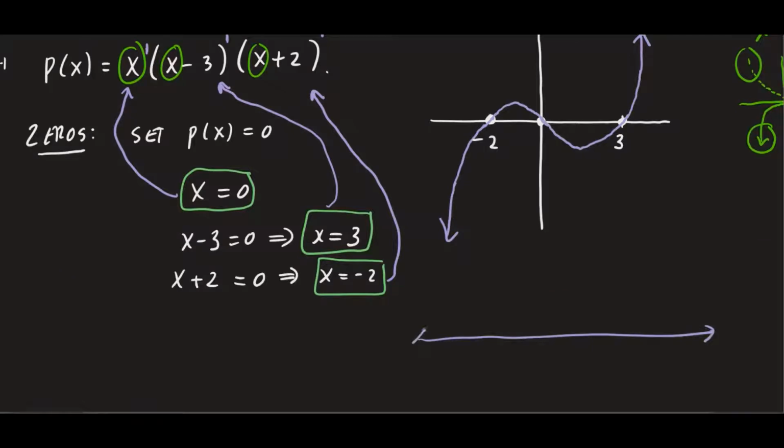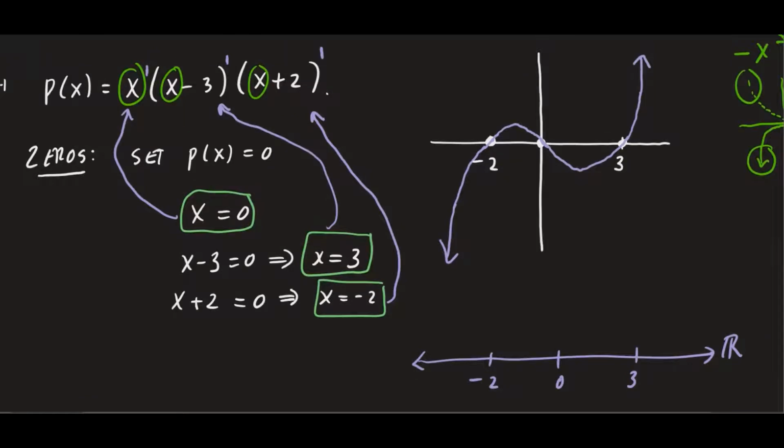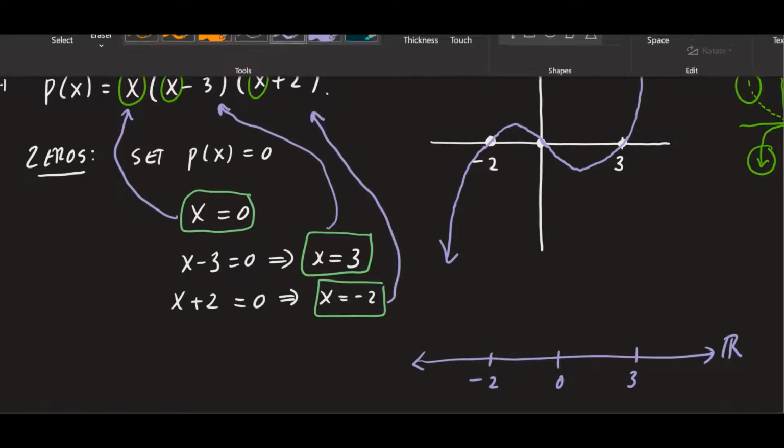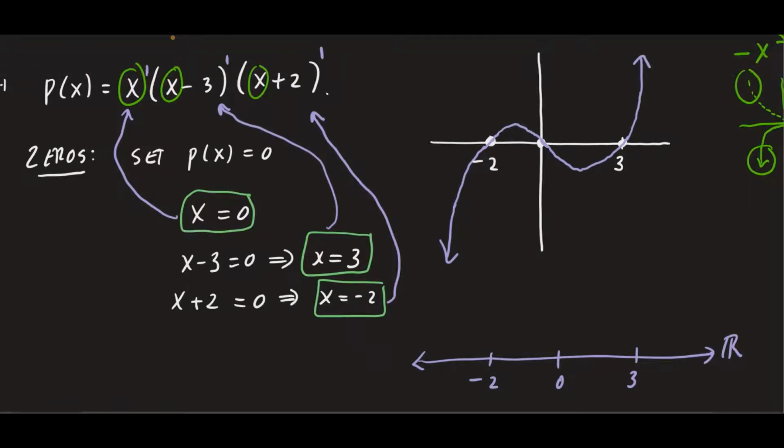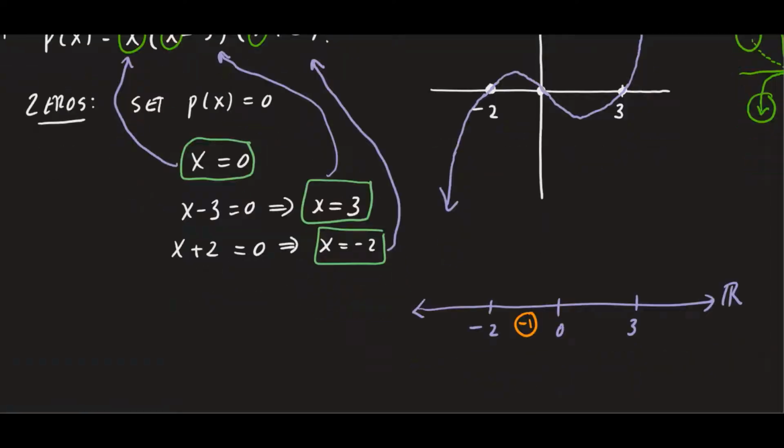So if I plot them on the real line in order, we have -2, 0, and 3. This is the alternative way to graph. What you do is you pick a test value within each interval and plug it into your P of x. For example, I want to test the interval -2 to 0, so I'll pick a test value, say -1.